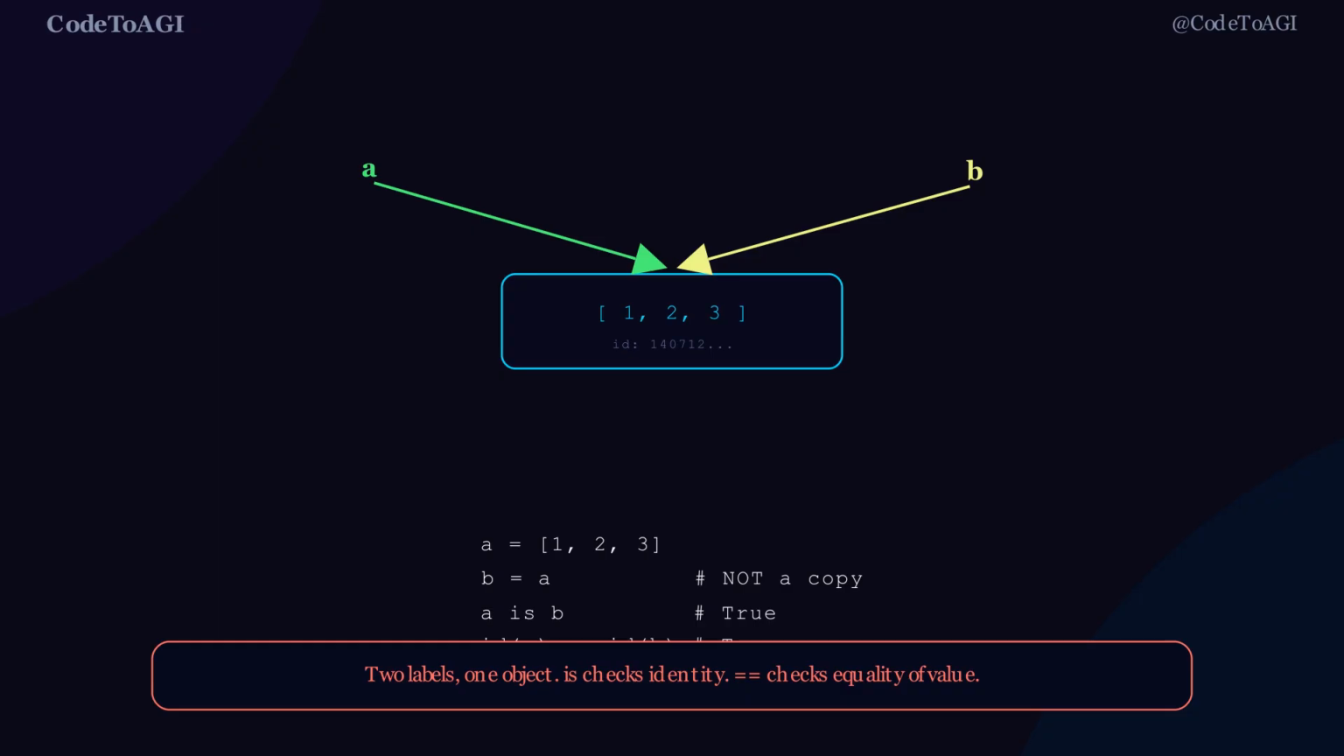The is operator checks whether 2 labels point at the same object. == checks whether the values look the same, even in different objects. This one distinction is the root of almost every copying bug you'll ever hit.